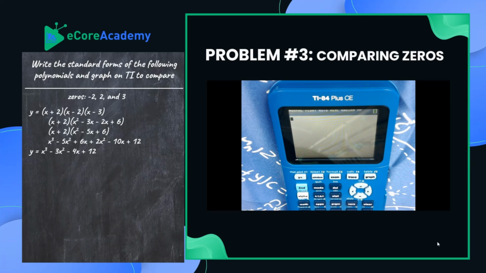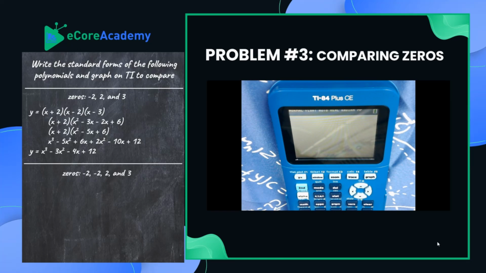We get x cubed minus 5x squared plus 6x plus 2x squared minus 10x plus 12. So we can combine like terms. We can bring the x cubed down. We have the -5x squared. We add the 2x squared and we get -3x squared. And then we have a 6x minus 10x, which is -4x. And then we just bring that constant term plus 12 down. And that is going to be our polynomial standard form. This is going to be the cubic. Let's look at the next one.